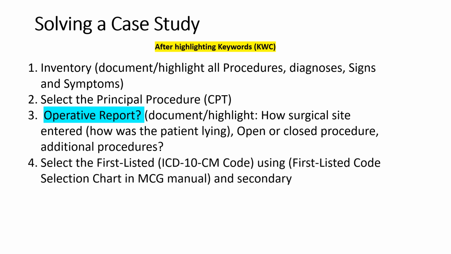Number four, select your first listed ICD-10-CM code using the AMCI first listed selection chart in your MCG manual if you need it, or just go ahead and select the first listed code and select the secondary codes. And finally, apply all guidelines. That's it. So that might seem like a lot, but now it's time to put all of these guidelines into play.